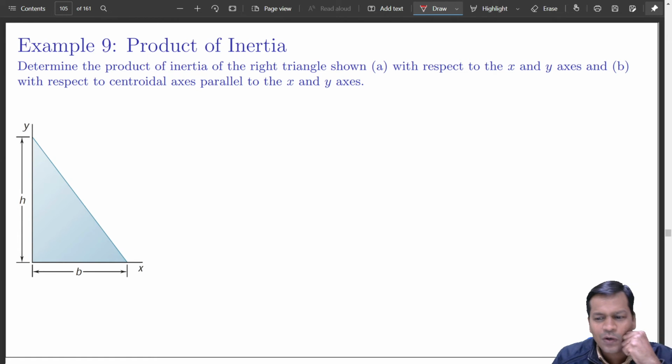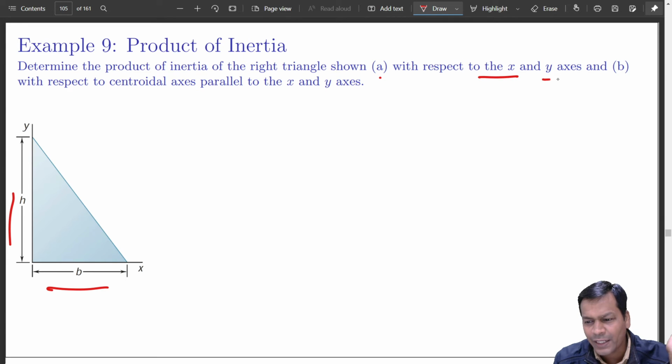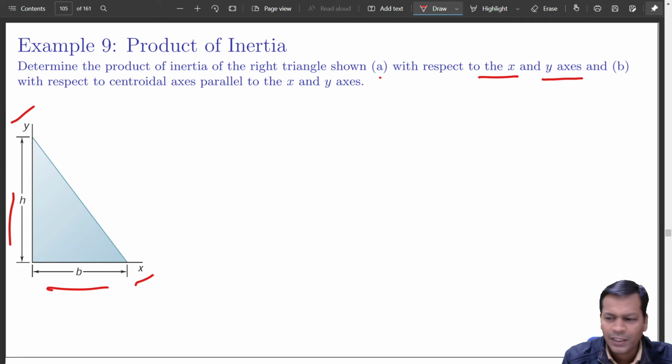Now with this example, determine the product of inertia of the right angle triangle shown here, the base of which is b and h is the height, with respect to the x axis and y axis. We have to find the product moment of inertia with respect to the two major axes, x axis and y axis, and with respect to the centroidal axis parallel to x axis and y axis.